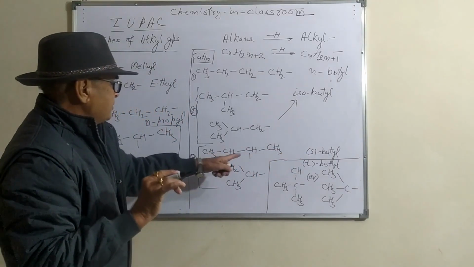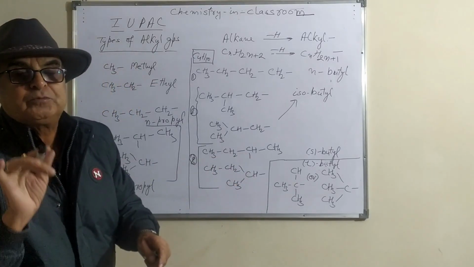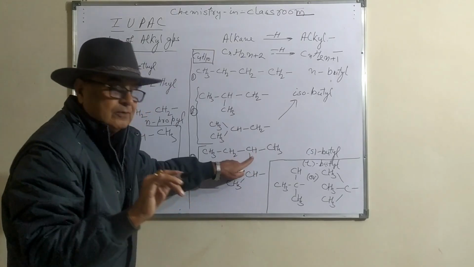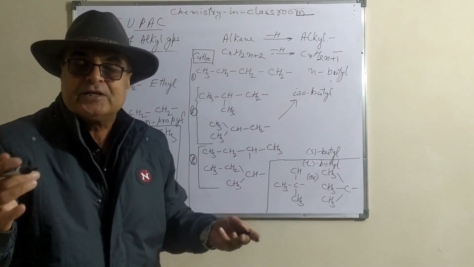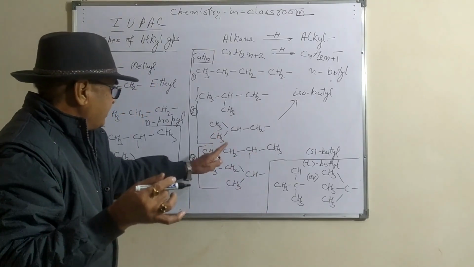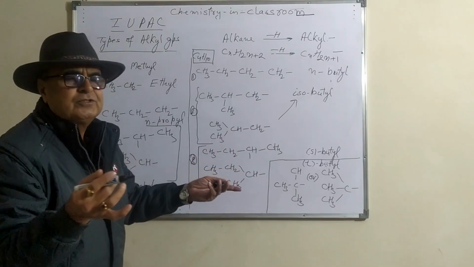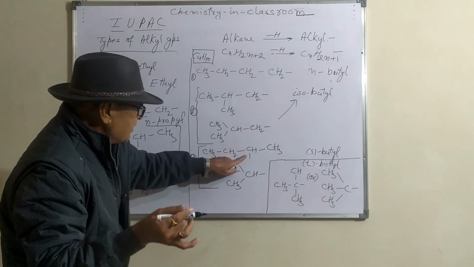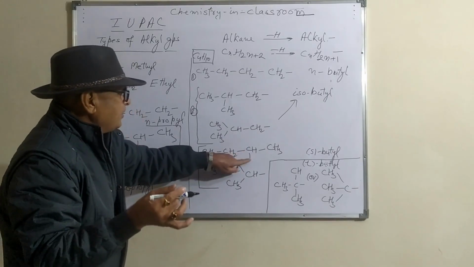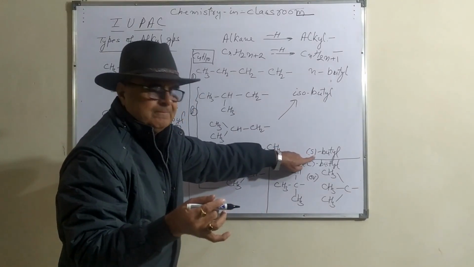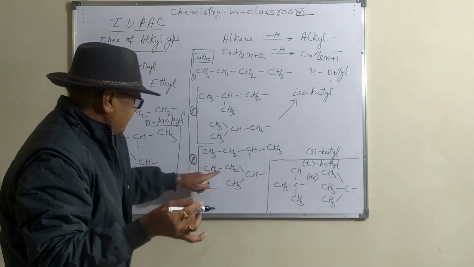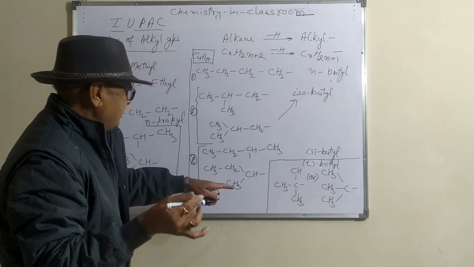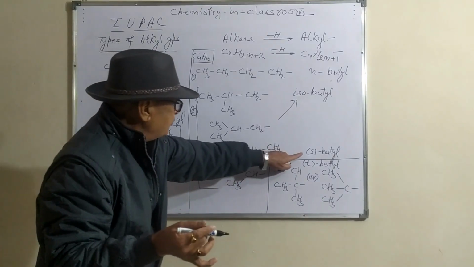This is because the hydrogen is replaced from the secondary carbon. This is secondary carbon. I told you about the primary, secondary and tertiary carbon. From where is the hydrogen replaced? Hydrogen is replaced from the secondary carbon, so it is the secondary butyl. And this one, CH3, CH2, CH3, here also secondary butyl.